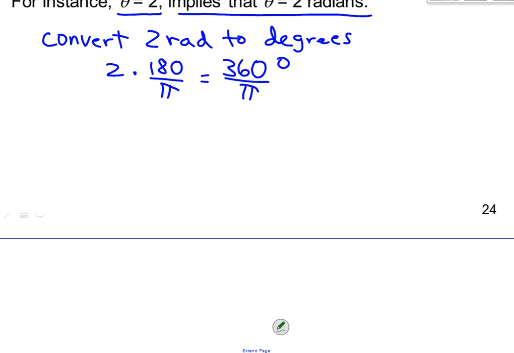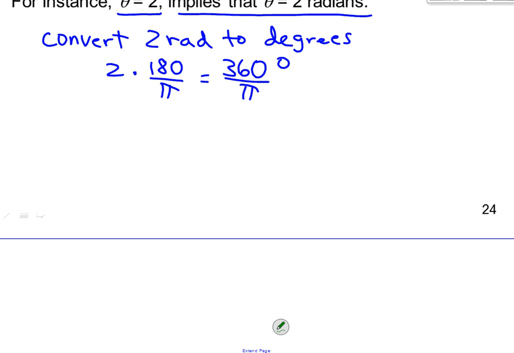So a degree has how many seconds? 3,600. Think about it this way. A degree has 60 minutes in it, right? And every minute has 60 seconds. So it's 60 times 60. And so that's how many there are.